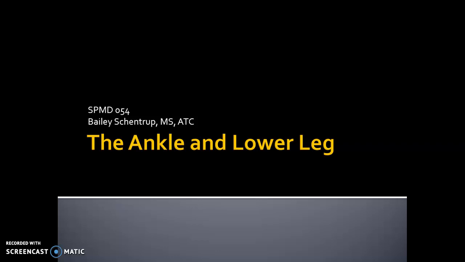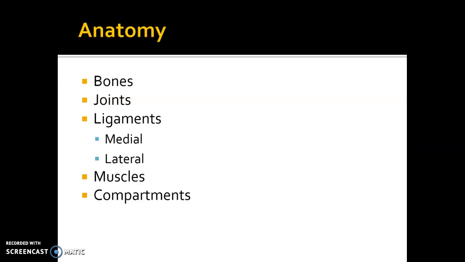All right, welcome to our ankle and lower leg PowerPoint. We are going to start off by talking about the anatomy, going over bones, joints, ligaments, and then muscles and compartments of the lower leg.